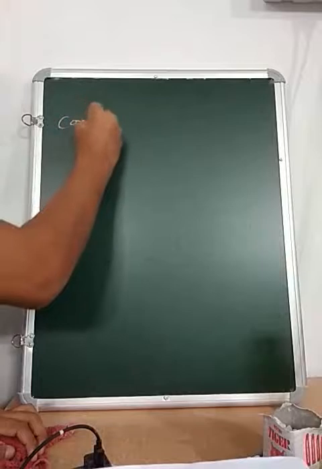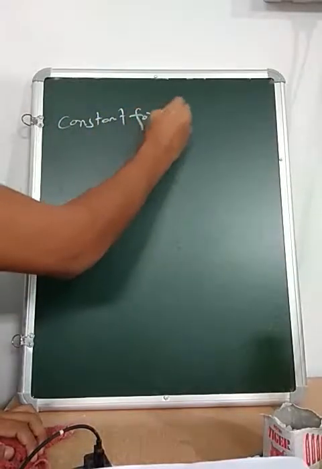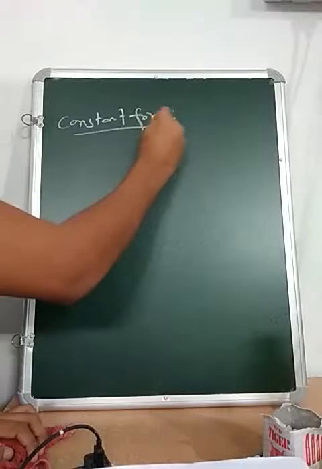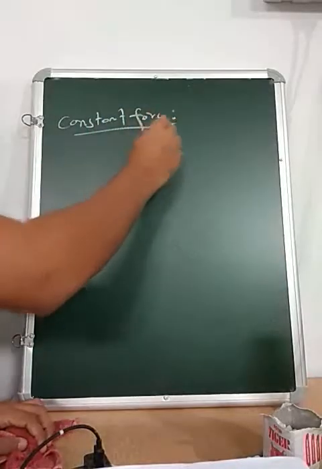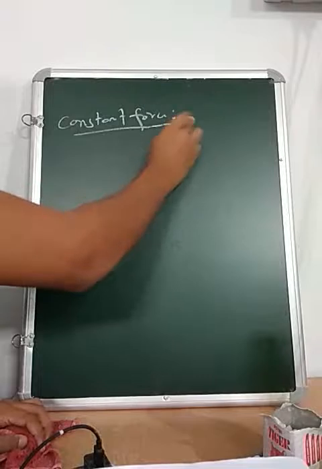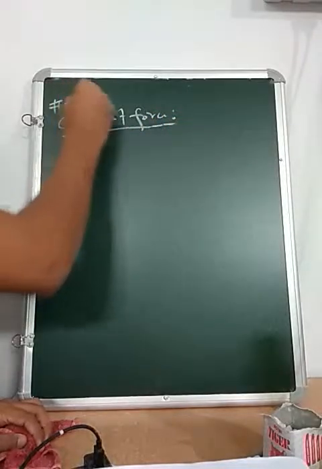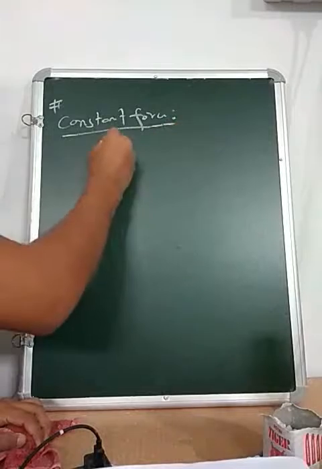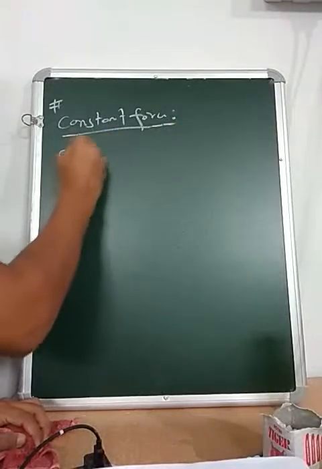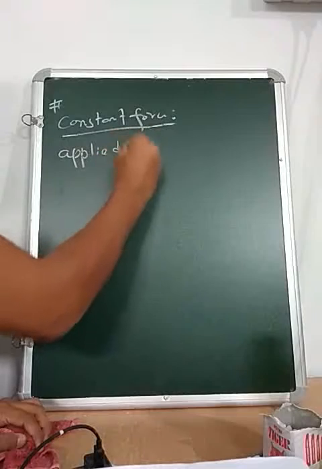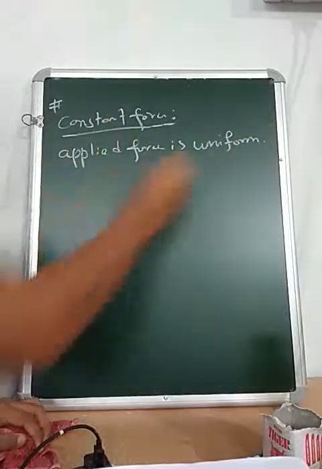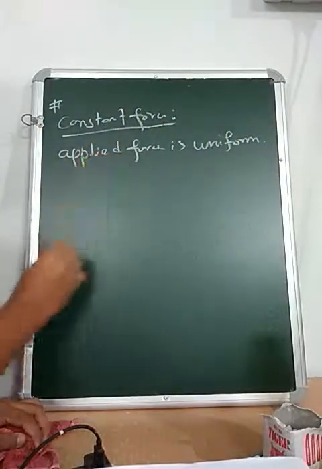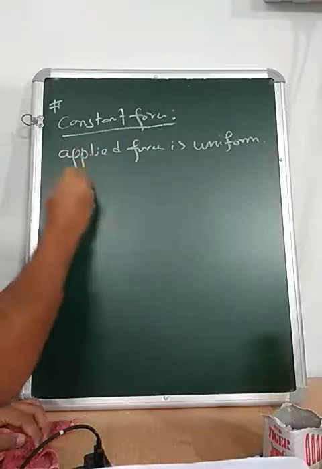What is constant force? If the applied force is uniform during the whole displacement, then that type of force is called constant force. In a system, if the applied force is uniform during the whole displacement, then it is called constant force.